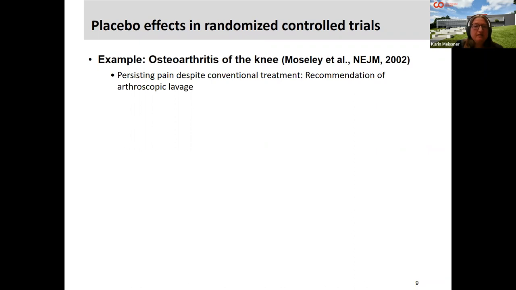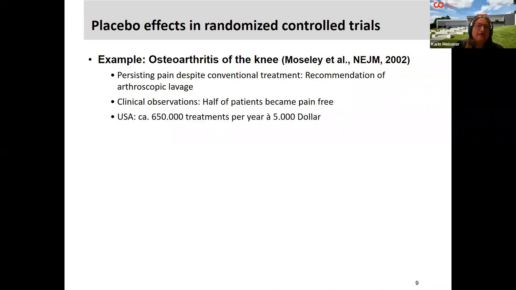And here is one example of a study in patients with knee pain. They had osteoarthritis of the knee. And for a long time, there was a recommendation to do an arthroscopic lavage of the knee joint to remove the pain. The clinical observation was that half of the patients became pain-free after the surgical intervention. However, no placebo-controlled trial had been performed, and one research group did so.